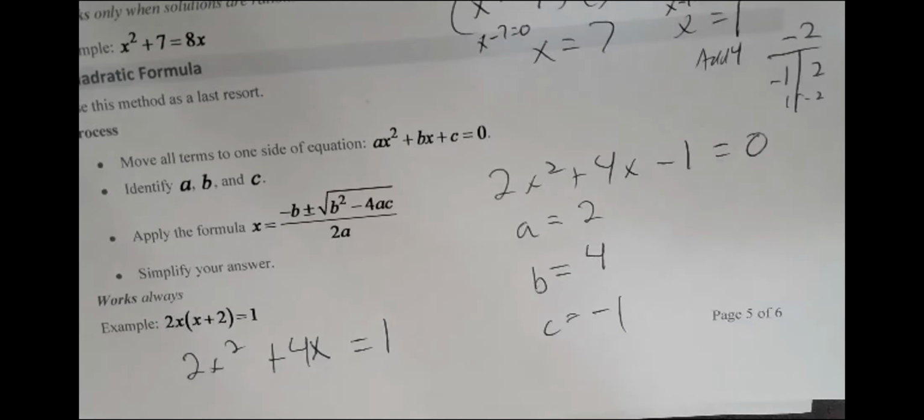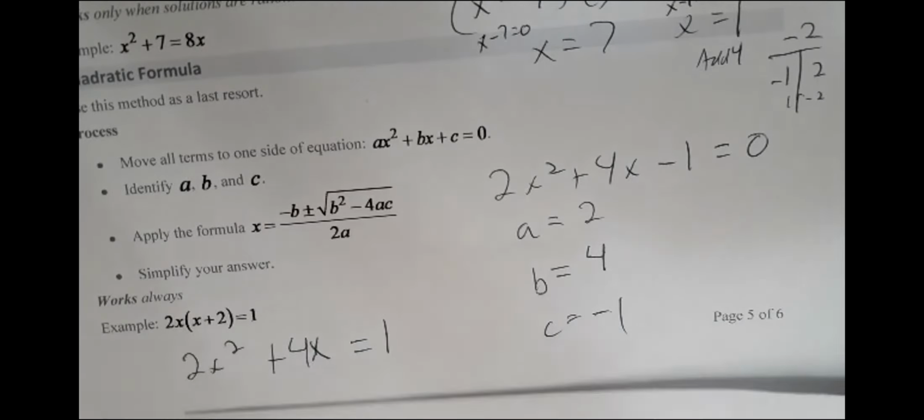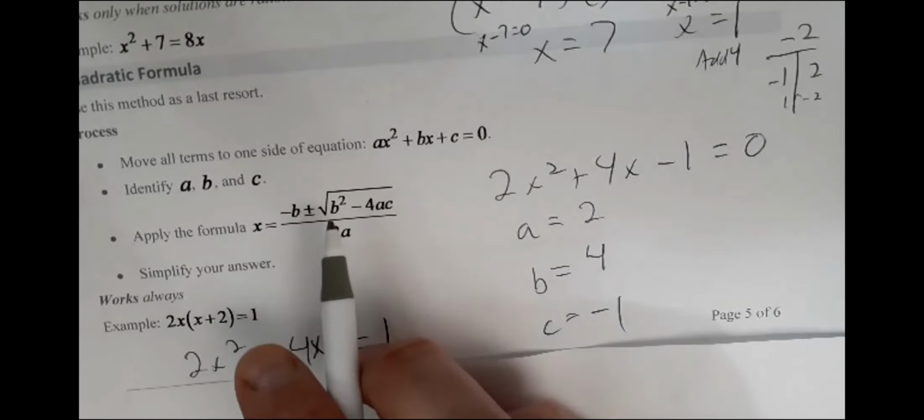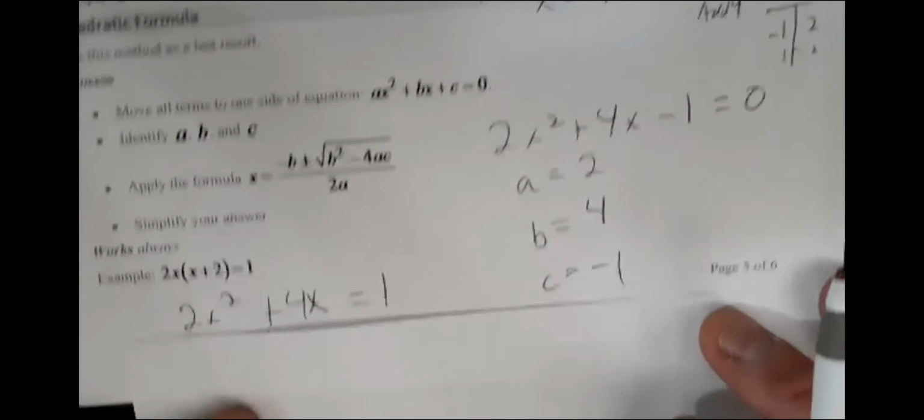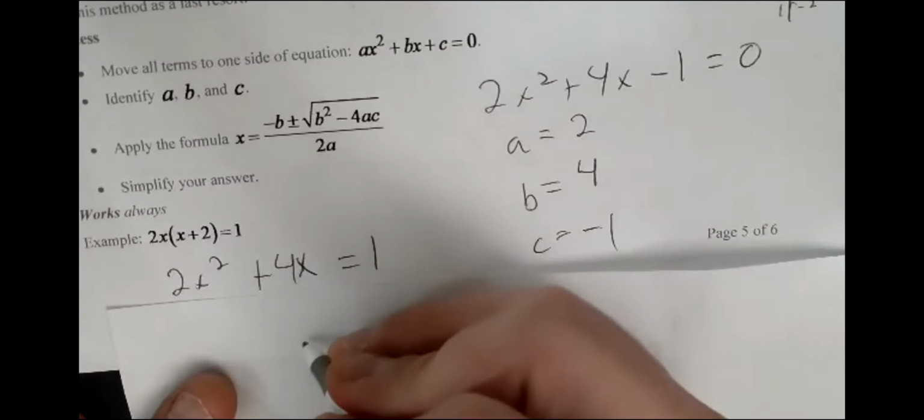So now we do our little song and dance. We do x equals negative B, there it is right there, plus or minus the square root of B squared minus 4AC all over 2A. You should write this out. I'm probably going to be lazy and not write it out again, since they have it right there.